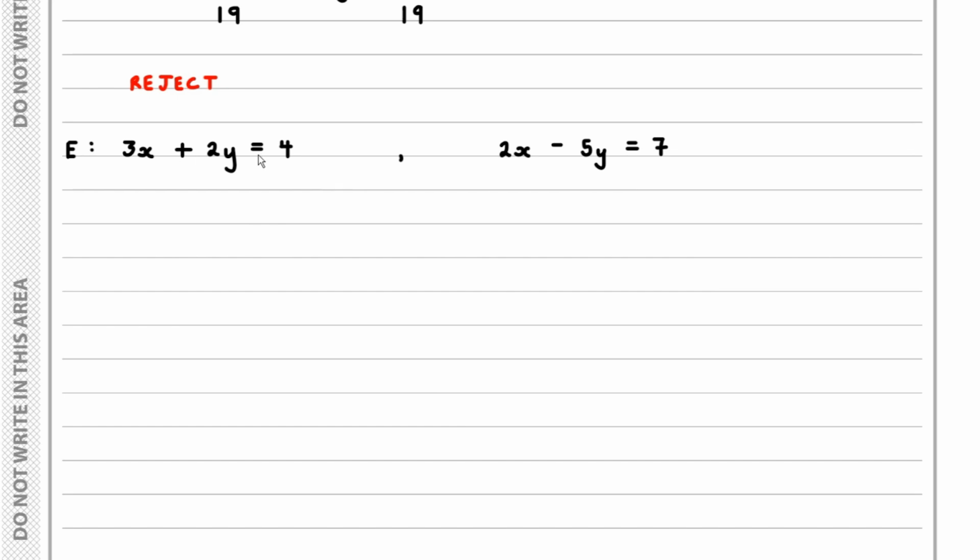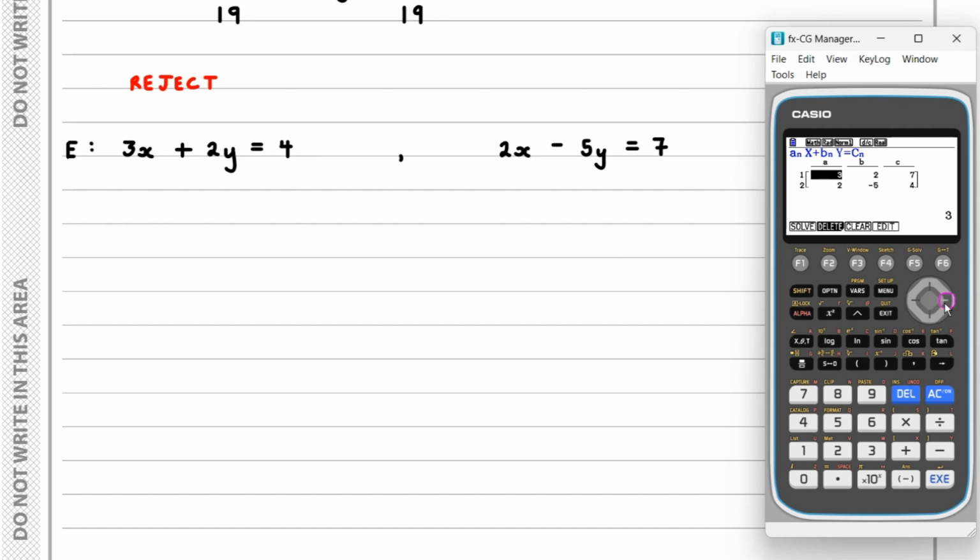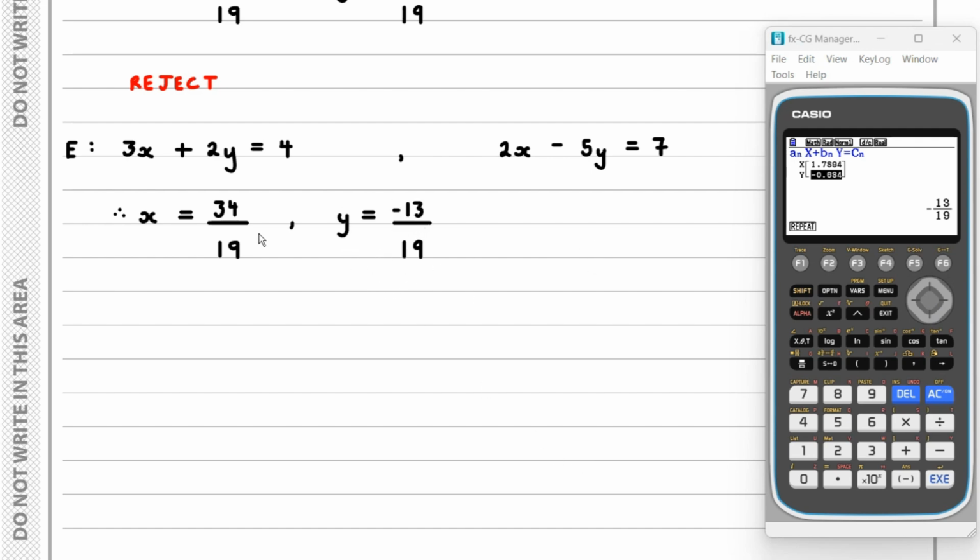Next we have 3x plus 2y equals 4, 2x subtract 5y equals 7. And solving, you will find x to equal 34 over 19, and you will find y to equal negative 13 over 19. These are not positive integers, so we reject.